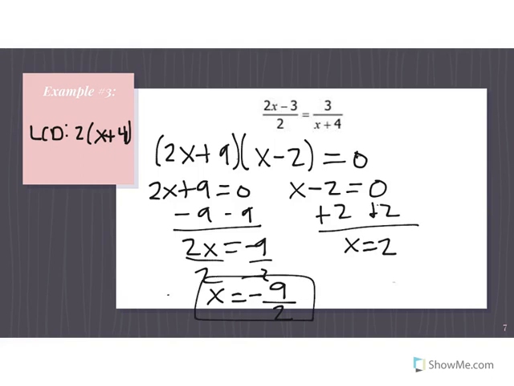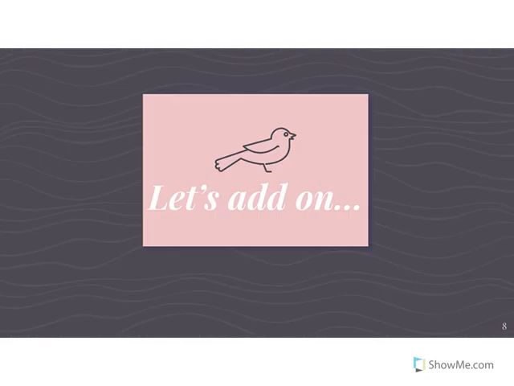So I just want to double check that these values right here, if I plug them into my denominator, are not going to get me to equal 0. I know that 2 plus 4 is 6. I also know that negative 9 halves, if I were trying to add that, is definitely not going to get me anywhere to 0. So we are good. Those are our two final solutions.